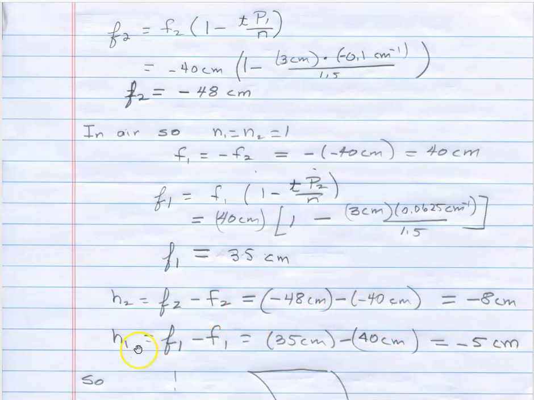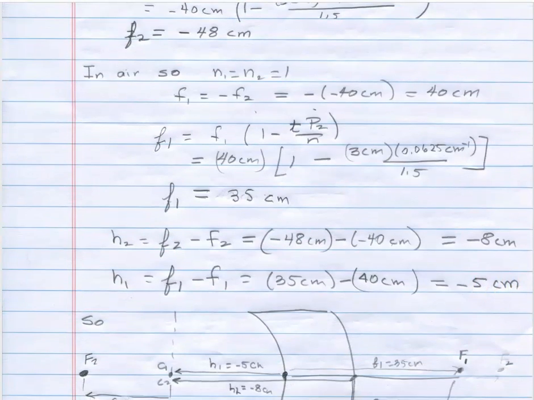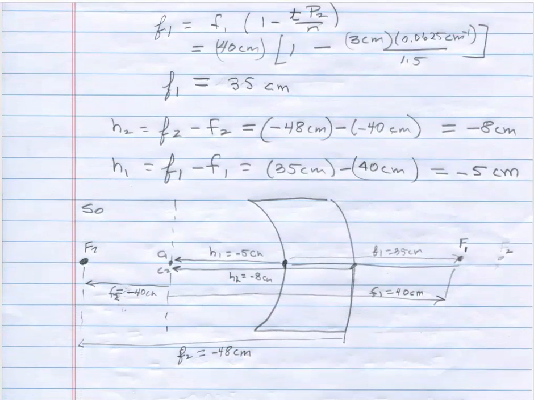And H1 is script F1 minus F1, and that's 35 centimeters minus the focal length, which, if you remember, was 40 from earlier. Well, right here was 40. And so 35 minus 40 gives us minus 5 centimeters. Now we have to come in and draw all of this, so that's maybe the more difficult thing. It varies, but what I usually do is locate the principal planes, H1 and H2.